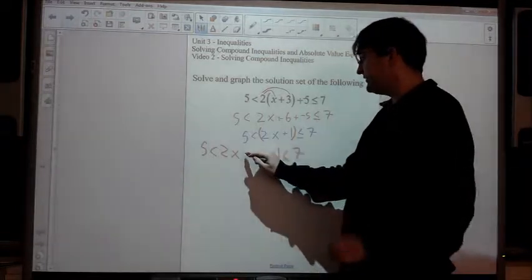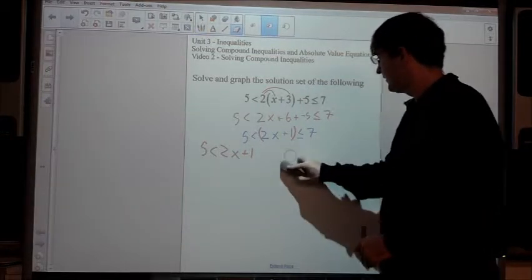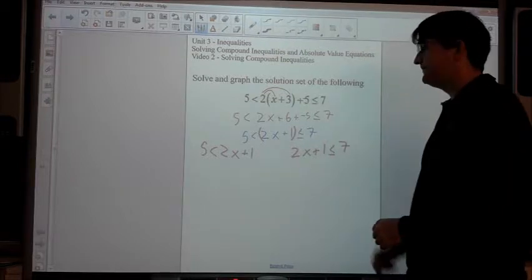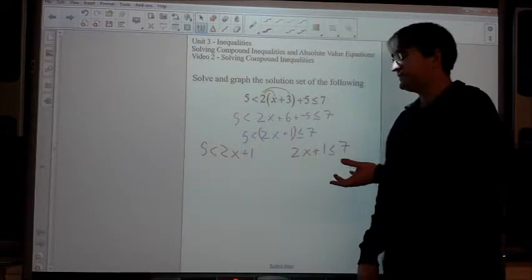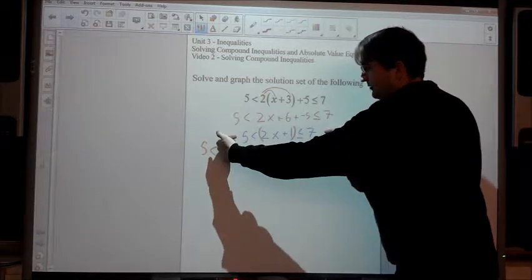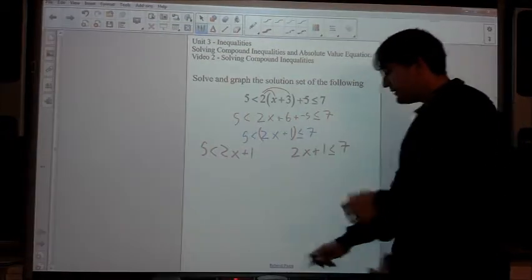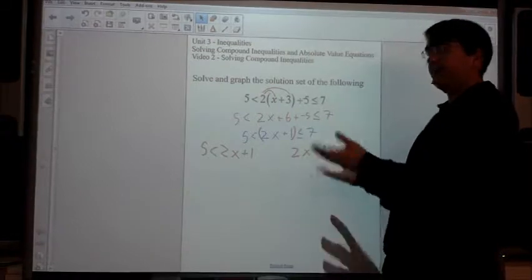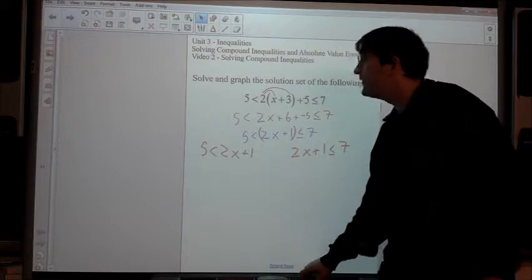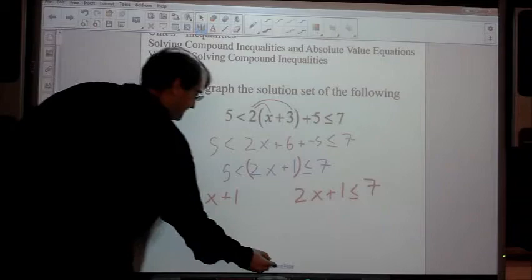What I can do, though, is 5 is less than 2x plus 1, and 2x plus 1 is less than or equal to 7. This is an appropriate interpretation. These two separate inequalities are what this compound inequality means. That's how we can interpret that compound inequality. And the nice thing about breaking it down like this is now I just have two simple, straightforward inequalities that I can solve. And so I'll go ahead and do that.